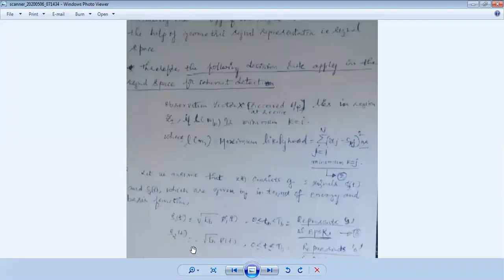Let us assume that x(t) consists of two signals. Whatever information comes, it will consist of S1(t) and S2(t). S1(t), let us say, represents 1, which as we assume has to be a positive pulse phase, square root of Eb times phi 1, and S2 is exactly, minus square root of Eb times phi 1. That means whatever the phases of the received signal, S1 is with bit 1, and S2 is equal to bit 0.